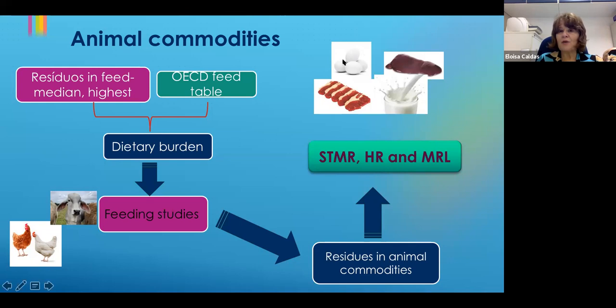For example, for metalaxyl, we could not estimate the STMR, HR, and MRL because there were no validated method for animal commodities, period. We cannot do that for plants and for animal commodities as well. So, and based on what is found in these animal commodities from the feeding studies, which was conducted, approximate the dietary burden. If not, we apply approach similar to the proportionality. We estimate STMR, HR, and MRLs. So that's the whole procedure. It's a bit more complicated.